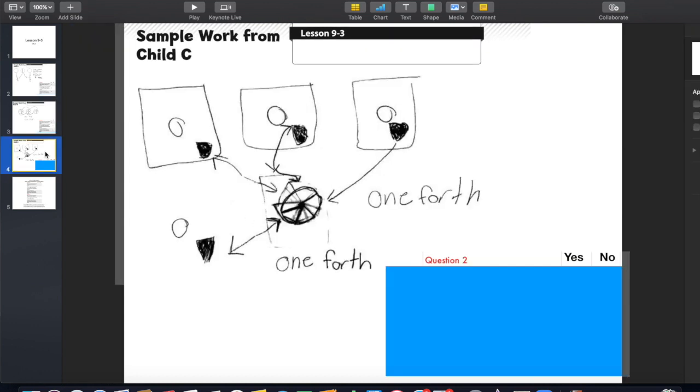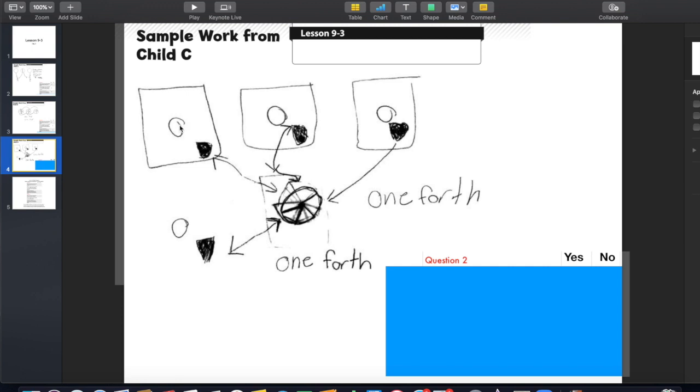All right, let's look at sample work from child C. Now this is question 2. Question 2 says there are 4 students sharing 5 muffins. So I'm going to go through the picture and just show you my understanding of their picture. I think they had 1, 2, 3, 4, 5 muffins. So they started with 5 muffins.